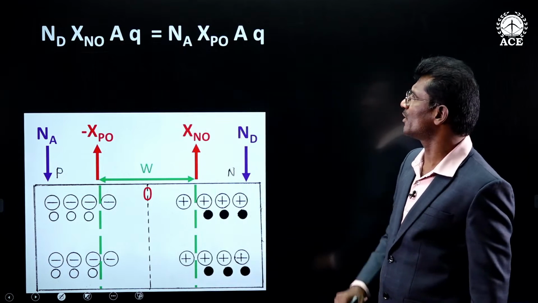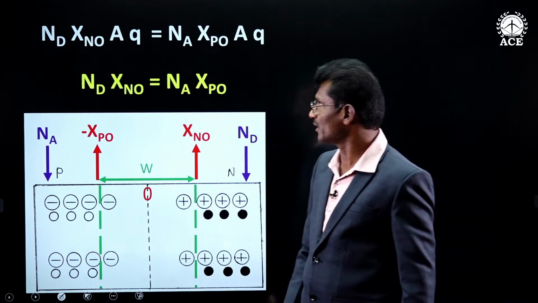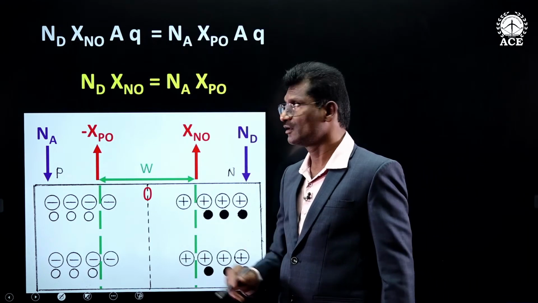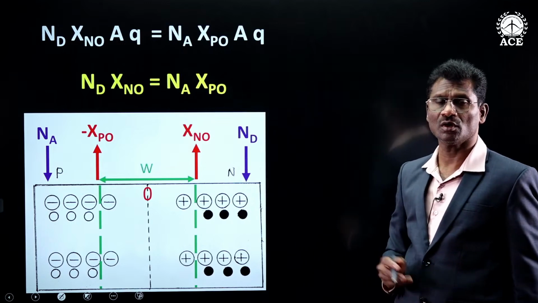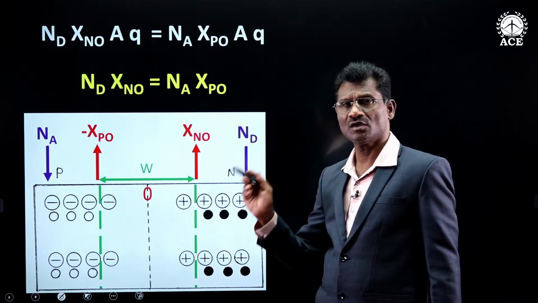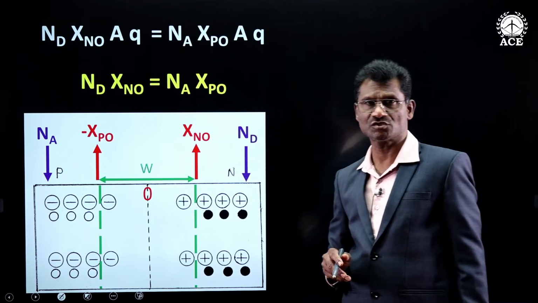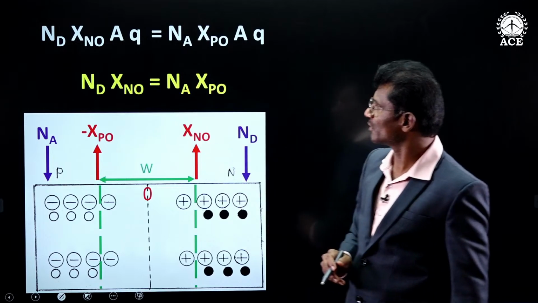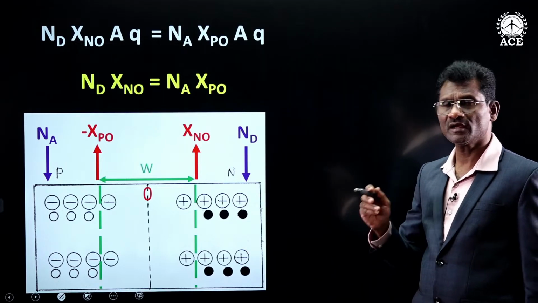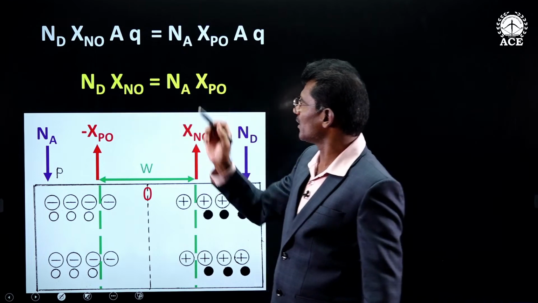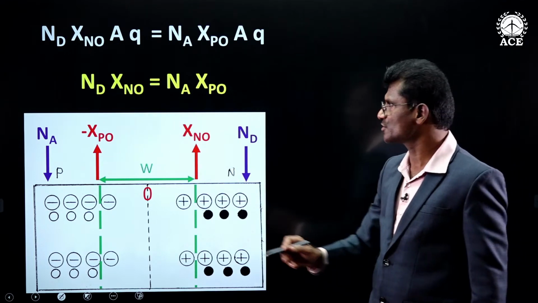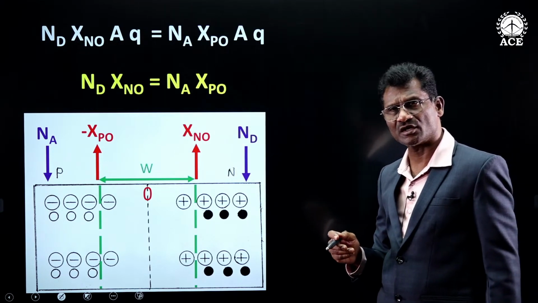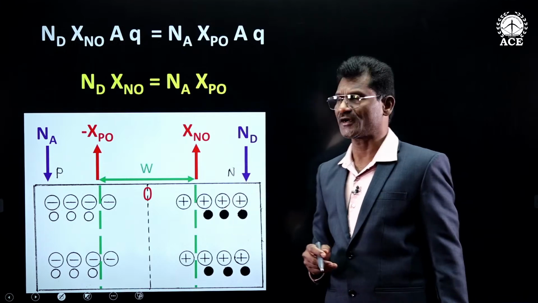Now if you cancel out the common terms, we are left with Nd Xn0 equal to Na Xp0. A, the cross-sectional area, and q, the charge of electron and hole, are equal. As we know, electrons and holes have equal magnitude, but the sign is opposite. So Aq gets cancelled. We are left with Nd Xn0 equal to Na Xp0. Nd and Na are donor and acceptor concentrations. Xn0 and Xp0 are the penetration of the depletion region into the N side and P side.